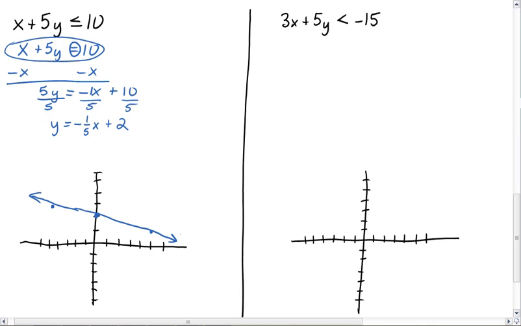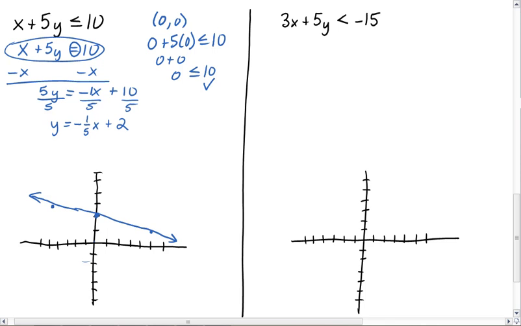Now, since it's an inequality, I have to demonstrate whether the points down here are the answers or the points up there. So let's test out a point. I like testing 0, 0 because that's a nice little point. So we'll go 0 plus 5 times 0 is less than or equal to 10. 0 plus 0 is 0, so I've got 0 is less than or equal to 10, which is absolutely true every single day of the year, even leap day, which is coming up soon.